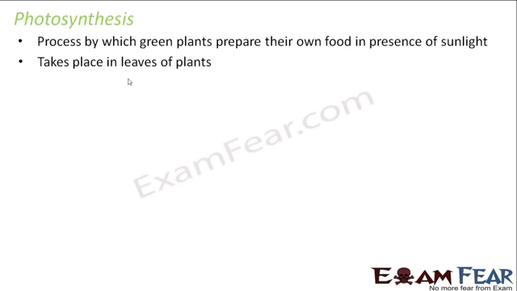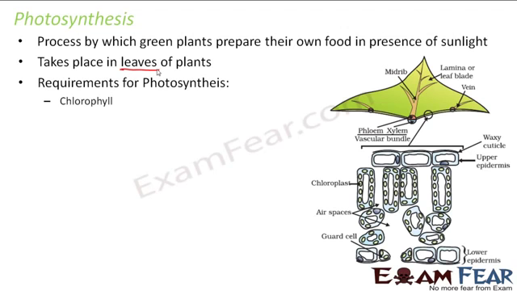So where does photosynthesis take place? It takes place in the leaves of plants. So that means this process of preparing food happens in the leaves, and the food which is prepared is stored in the leaves. So what are the requirements for photosynthesis? The very first requirement is chlorophyll. So what is chlorophyll? It is a green colored pigment which is present inside a cell organelle called chloroplast.